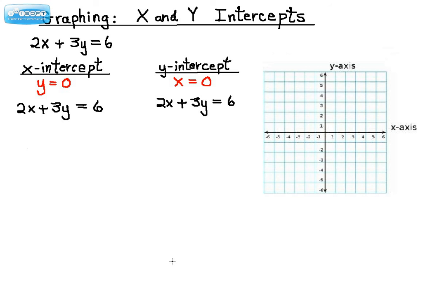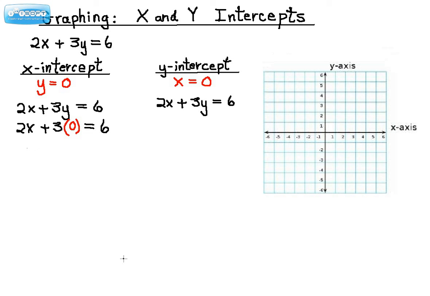To find the x-intercept, we put 0 in place of y, and we solve the equation to find x. And in the y-intercept, we put 0 in for x, and then we solve the equation to find y.